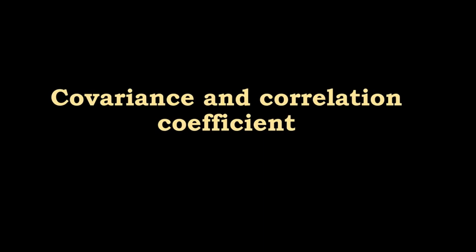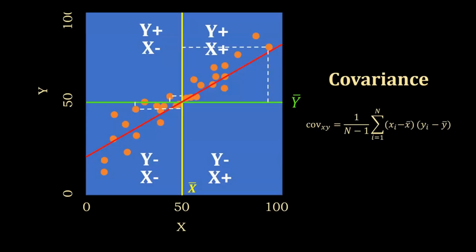Let's see how we calculate the covariance. Here we've got a regression in red and the observations in orange, and the mean of x in yellow, the mean of y in green. The covariance is also an average. As you can see, when we divide by n minus 1, it's an average of some sum of things.